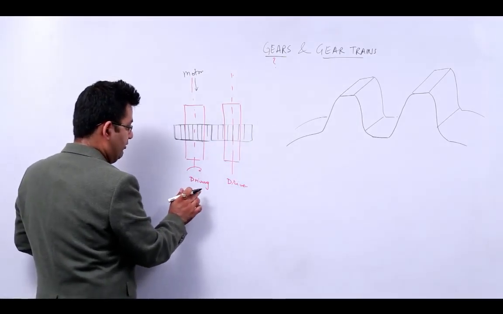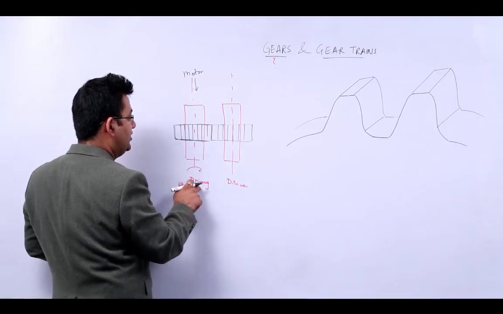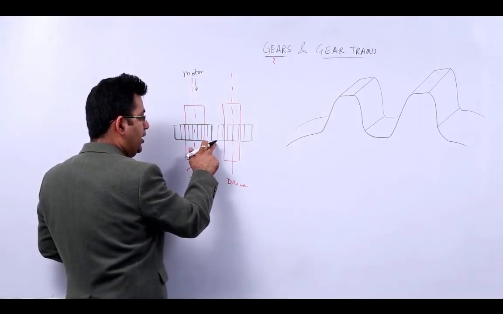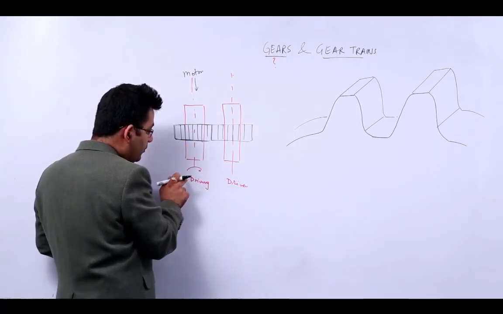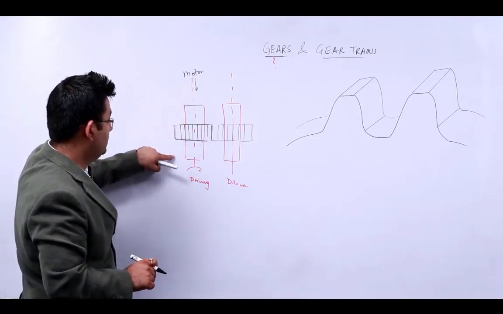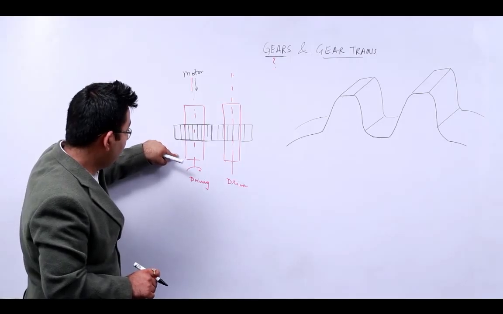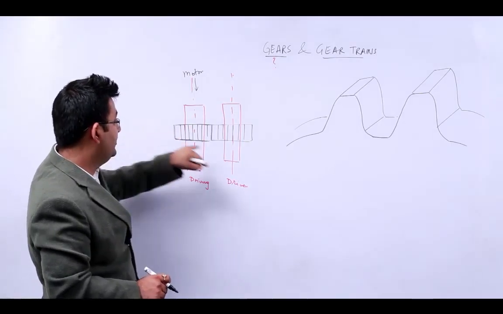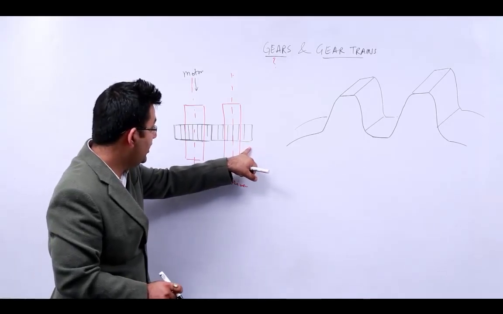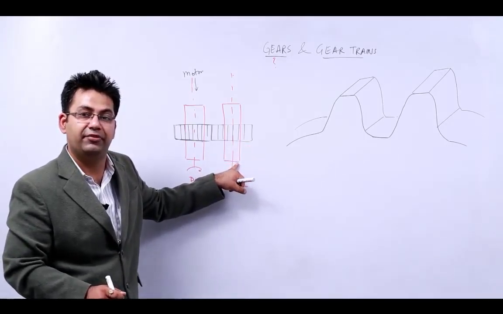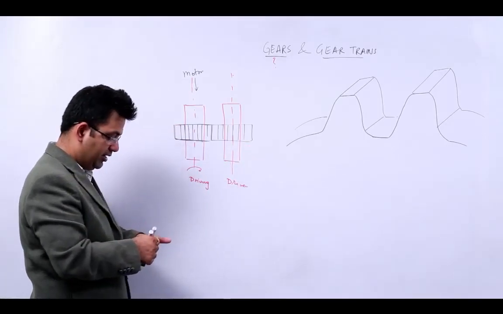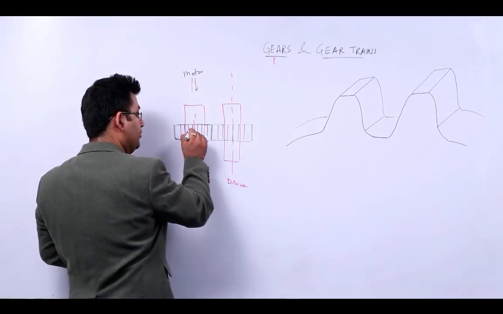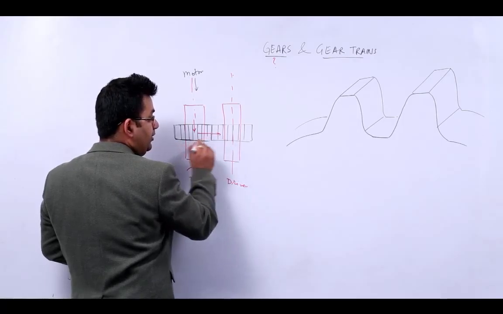Now, the driving shaft rotates and makes this gear rotate. This gear is in connection with this gear. The rotary motion from the motor comes to this shaft. This shaft moves, this gear moves. This gear moves and makes this gear move. This gear again moves this shaft. So this is how the power is transmitted from shaft to gear, from gear to gear, and then from gear to shaft.